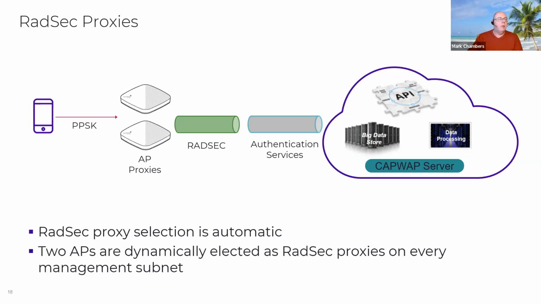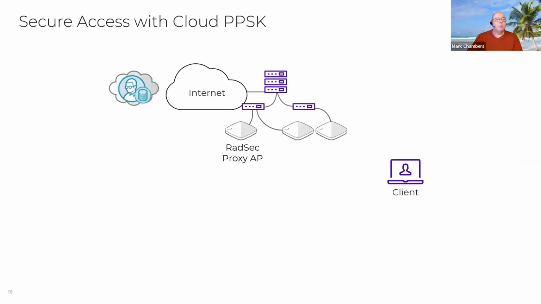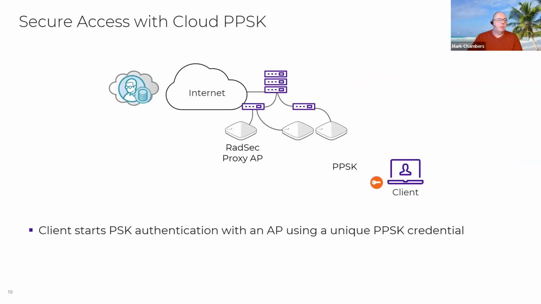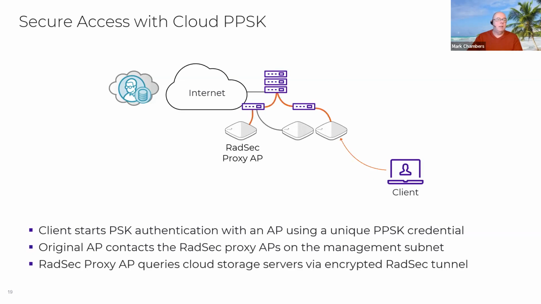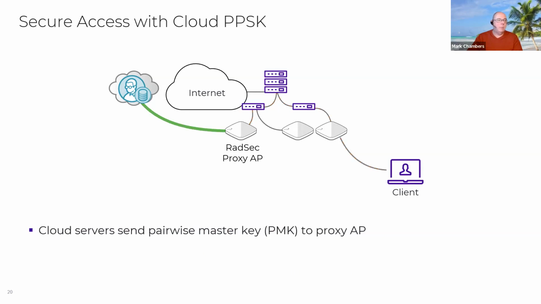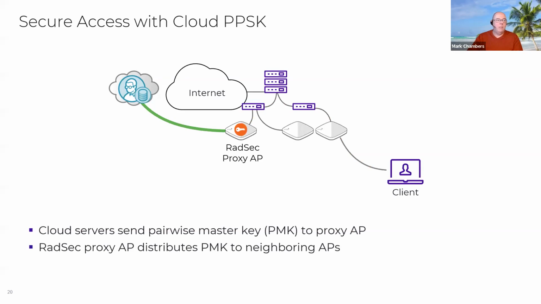If a user is trying to get on the network, they go to the local access point. The local access point will go to the RADSEC proxy, who then calls out to the cloud. Okay, so this is how it works. As I said, the client starts the PPSK session and calls his local access point. That one goes to the RADSEC proxy. It goes out to the cloud and queries the cloud server: do I have credentials? The cloud server comes back: yes, I have them. Here's your credential.